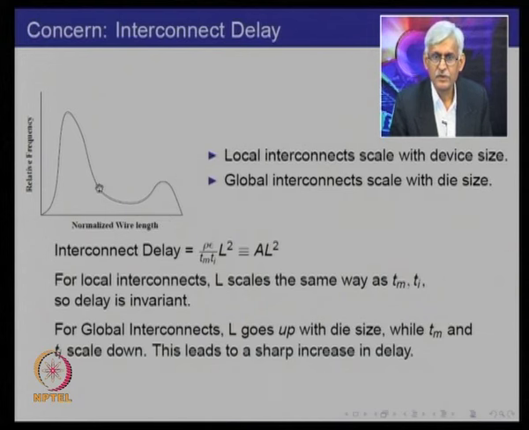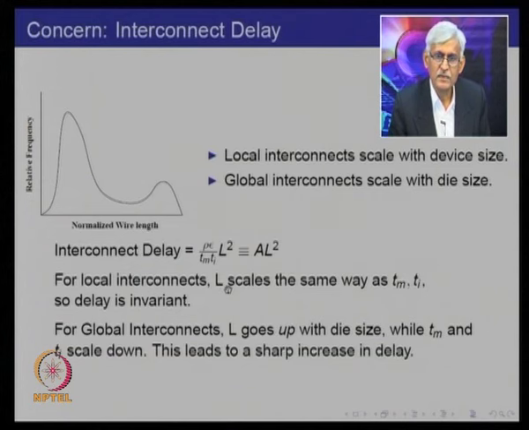While we scale the technology, it turns out that these lengths will scale down. If the devices are smaller, the interconnects which are immediate will be smaller. On the other hand, these global interconnects are scaled not by the transistor size, but by the die size. So, the interconnect delay which we had derived earlier as rho epsilon divided by Tm Ti into L squared, we put this as a constant A L squared, and it scales as L squared.